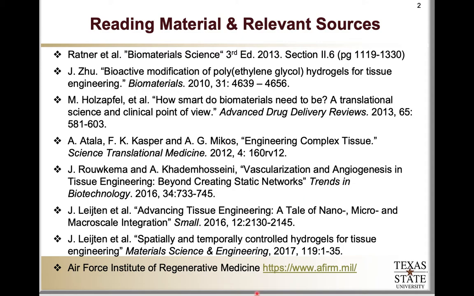And then I also wanted to point out that at the bottom here, I included a website for the Air Force Institute of Regenerative Medicine. The Air Force is basically always looking for collaborations to enable rapid and safe translation of tissue engineering technologies to the clinic, for obvious reasons.